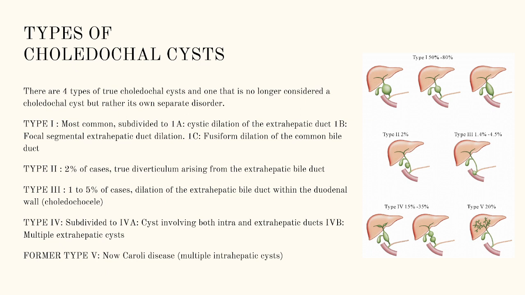Type 2 is very rare with only 2% of cases. This involves true diverticulum arising from the extrahepatic bile duct. Type 3 involves 1 to 5% of cases, and it is dilation of the extrahepatic bile duct within the duodenal wall. This is also known as a choledochocele. Type 4 is subdivided into 2 categories. 4A is a cyst involving both intra and extrahepatic bile ducts. 4B involves multiple extrahepatic cysts. The former type 5, which is now Caroli disease, is defined as multiple intrahepatic cysts.